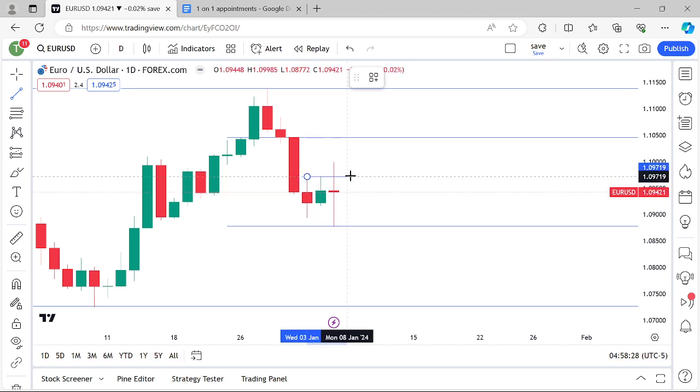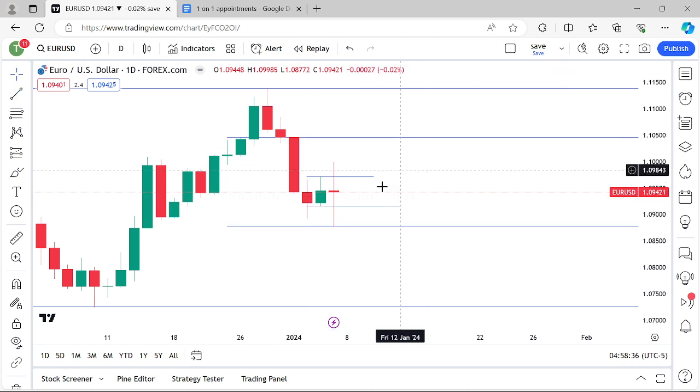We have this high right here as a key liquidity pool. So that's the absolute high of Thursday. That's a key liquidity pool. And then we have the low right here as well. Key liquidity pool. Now, also, other key liquidity pools you need to be aware of are just highs and lows on your chart.